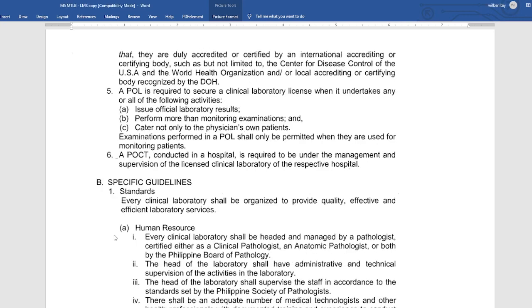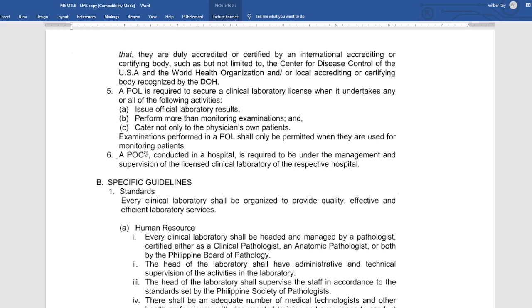Okay. Si physician's office laboratory naman, they need to secure a laboratory license when it undertakes any of the following activities. If it issues official laboratory test results, they need the license to operate. If they perform more than monitoring examination, and cater not only to the physician's own patient. So these are the conditions wherein a POL needs to secure a license to operate. So examinations performed in a POL shall only be permitted when they are used for monitoring patients.